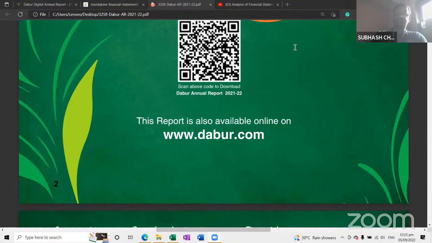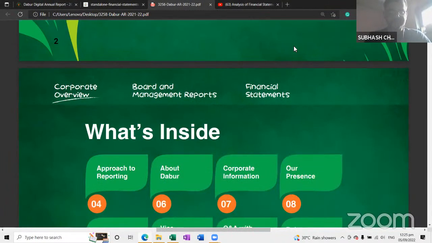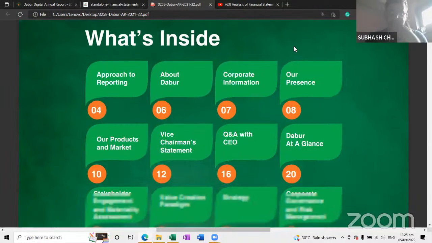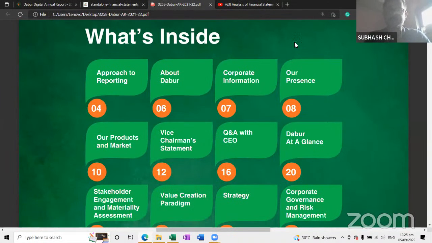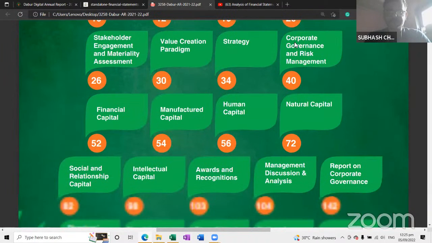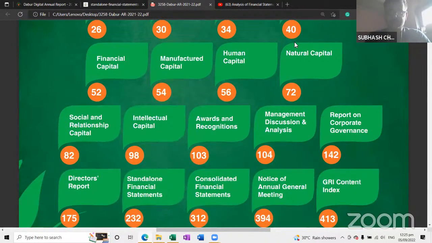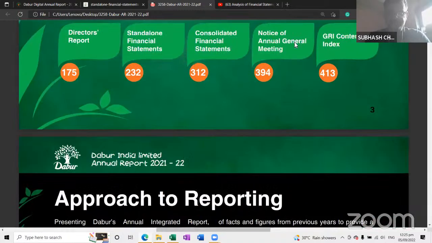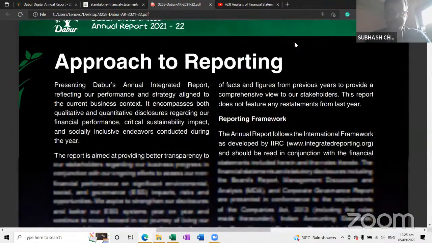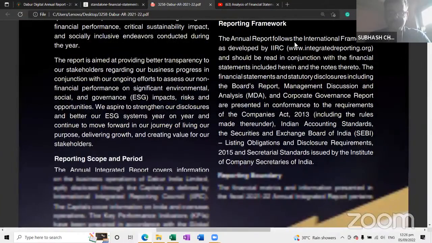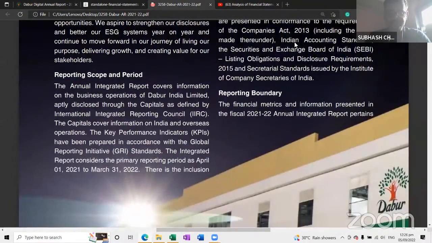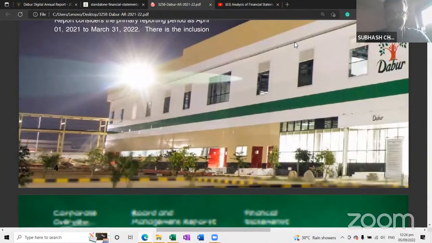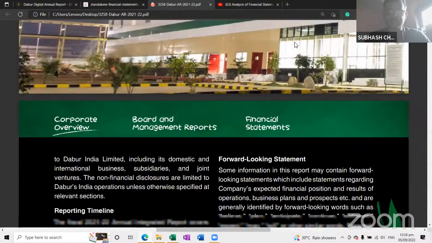See, the technical aspect you should never ever miss. It's very important. Okay, now let's go to the next. Okay, what are the things given in this document? That is given, so you can read it later on. Let's go to the... See, this is about Dabur, the vision, mission.